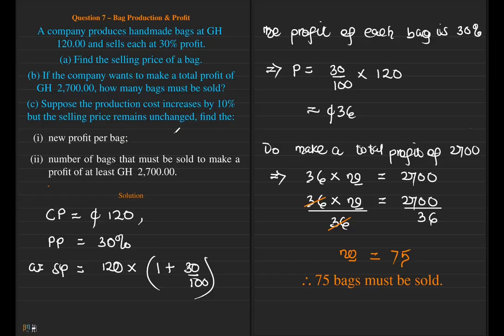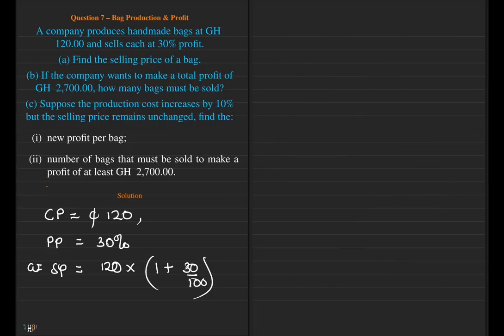Now let's move to the next question. We say suppose the production cost increases by 10%, but the selling price remains unchanged. You have to find the new profit per bag. If production cost is increasing by 10%, what does it necessarily mean? Let's take note that the initial production cost is the 120 we have over here.